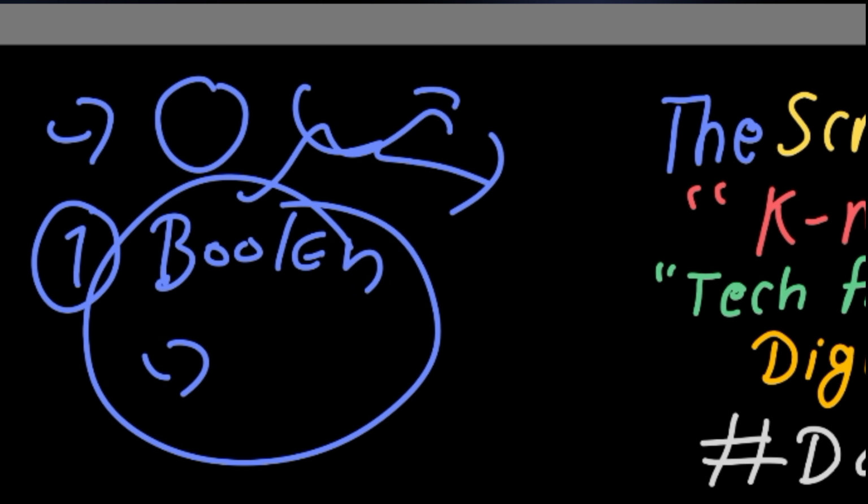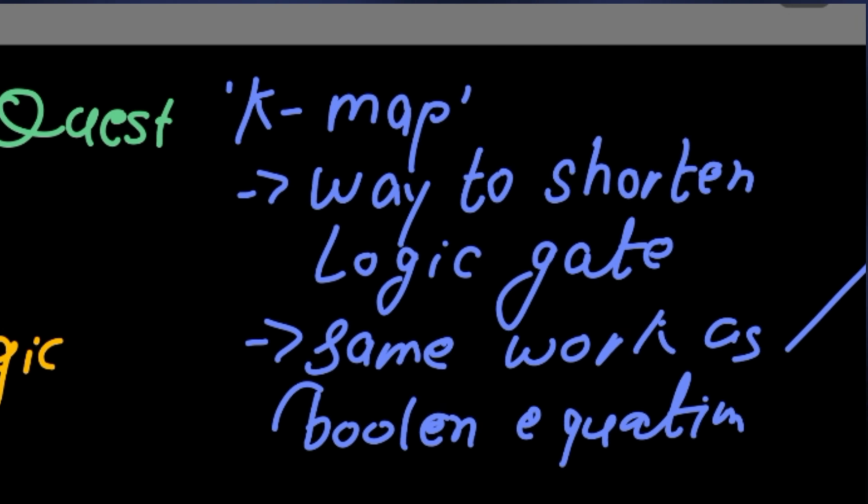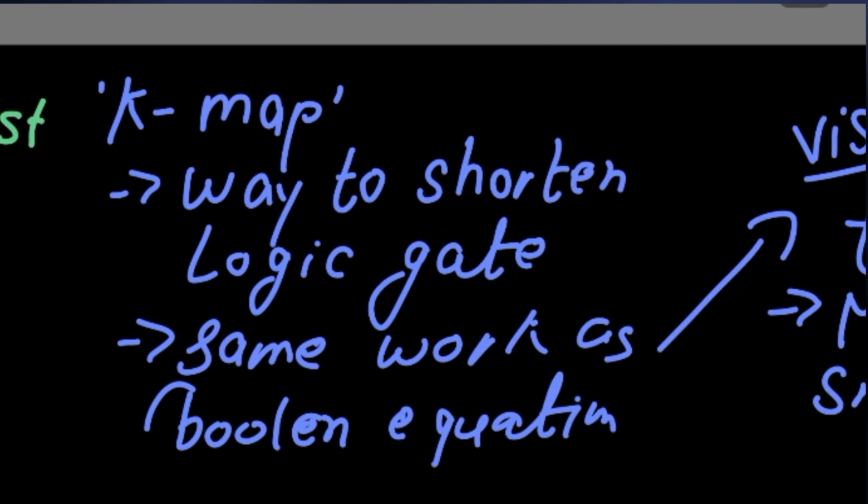Yes, it shortens your logic gates. It helps you reduce the logic circuits to small ones. But if you make one mistake, all the progress is gone. That's where K-map comes into place. K-map does the same task as Boolean expression but visually.